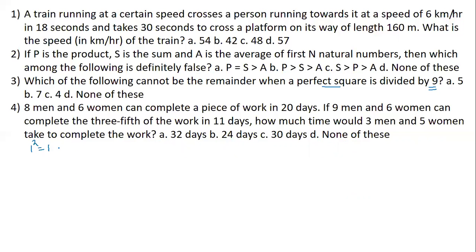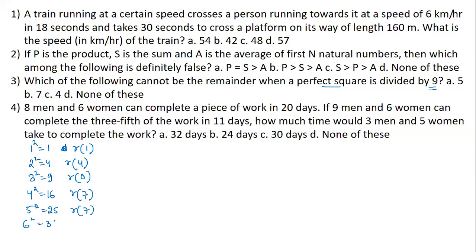So 1 square is equal to 1, when divided by 9, you get a remainder of 1. Okay. 2 square, which is 4, a remainder of 4. 3 square, which is 9, remainder is 0. 4 square, which is 16, remainder is 7. 5 square, which is 25, again remainder is 7. 6 square, which is 36, remainder is 0, which is completely divisible.